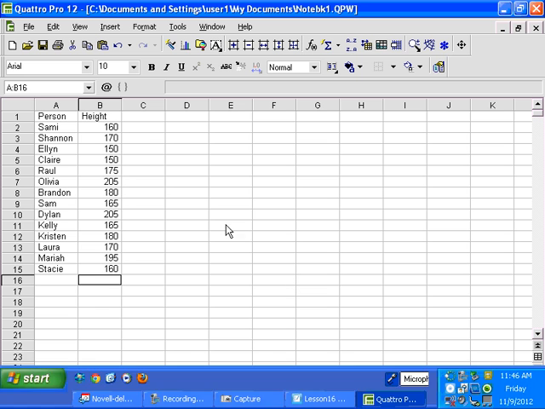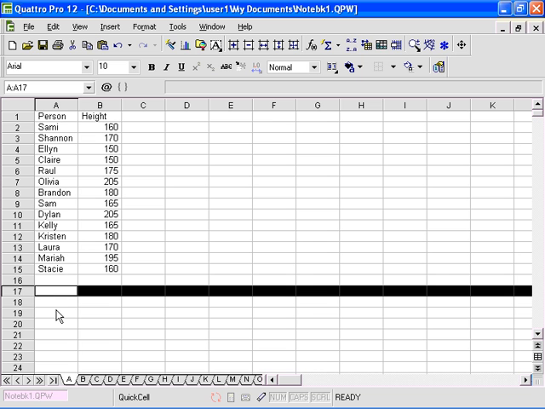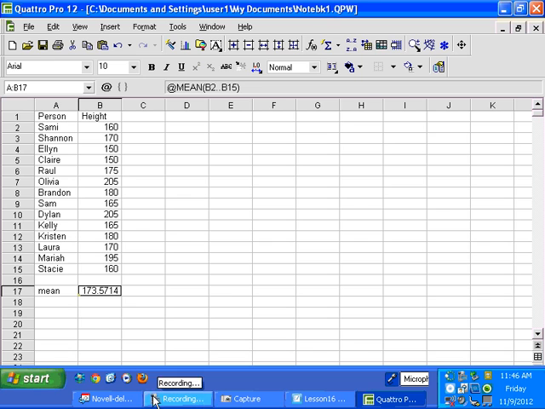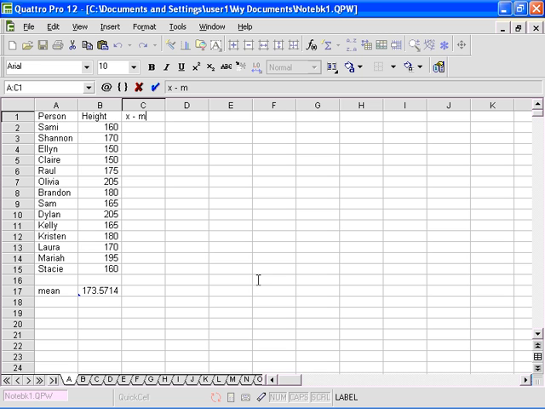Once you've entered it into your spreadsheet, I'll just write it down here once my computer catches up with me: mean, and I want the mean of the heights. So there we go, 173.5714. Going back to the formula, what am I going to use that for? I need to take every data point, subtract the mean, and square it. So x minus x bar. We might do this in stages the first time, and you can take shortcuts later on. So x minus mean.